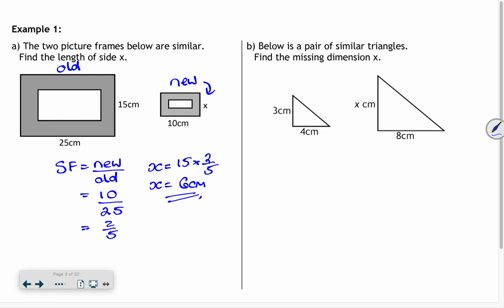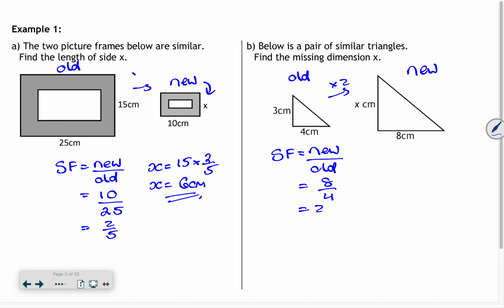Example B says below is a pair of similar triangles. So find where the x is, that's going to be the new shape. That's going to be new, that's going to be old. So I can say that my scale factor straight away is going to be new over old. So go to the dimensions that we know something about. It's going to be the 8 and 4. So that will be 8 over 4, which is 2. So this means that this is a times 2 enlargement. In the previous example, example 1a, it was a times 2/5 enlargement.